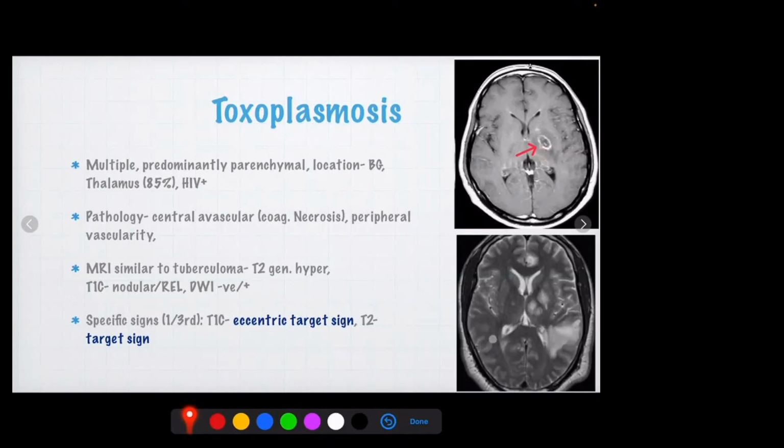Another specific sign is the target sign on T2 image, in which there are concentric rings of T2 hyper and hypo intensities. But I think the lesions are quite small, and anyway, it's very difficult to appreciate such concentric rings. But at least the eccentric target sign, I have also seen. I'm sure people in this talk have more experience than me, and they would also have seen at least once in a while the eccentric target sign.